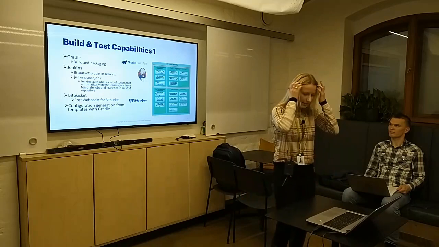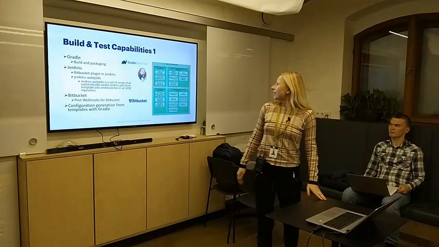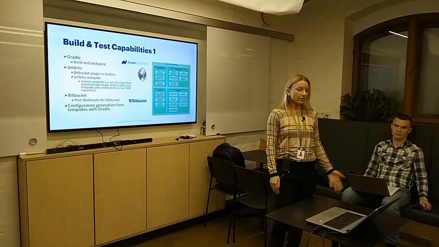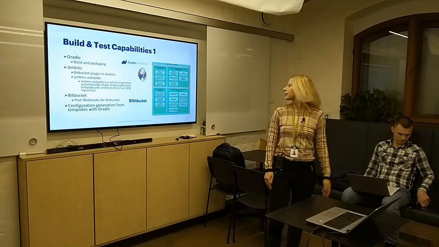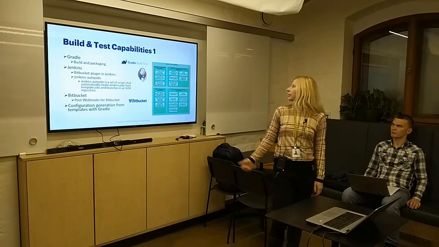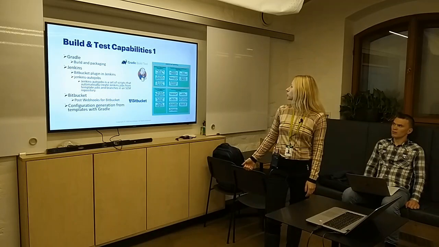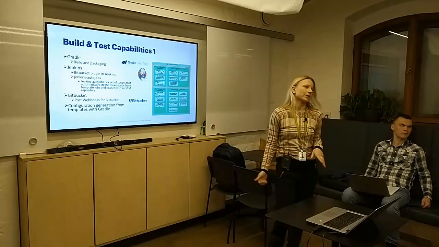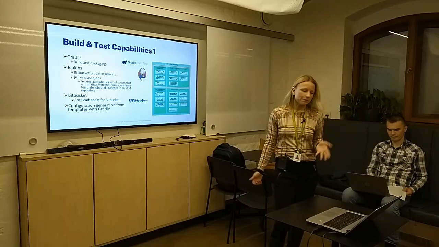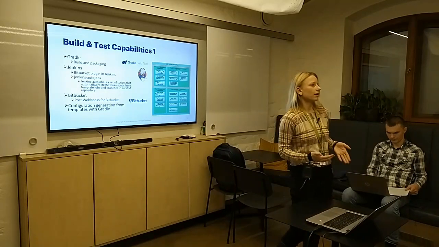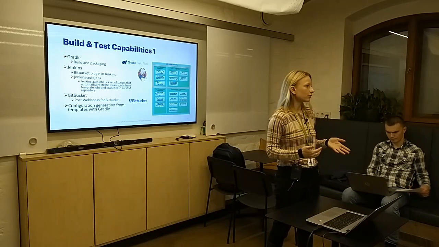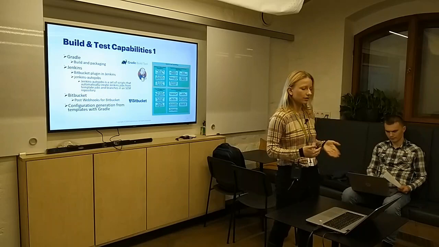So next, build and test capabilities. So here, Gradle as a build tool, Jenkins, of course, and the Bitbucket here mentioned. So in the first slide of the build and test capabilities, there are mostly build and integration enablement capabilities. So continuous integration, build orchestration. So these are the main capabilities from this section. So interest of our team and daily work.